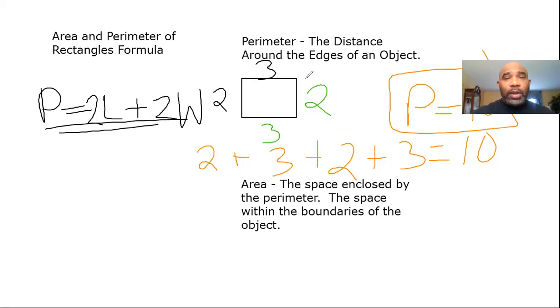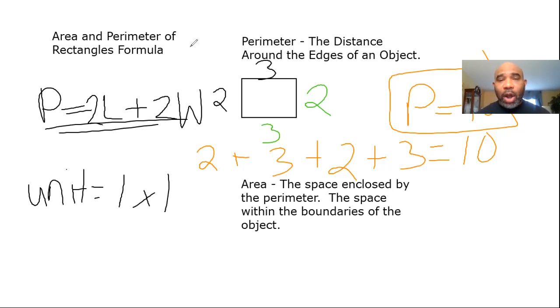Now, what I want to do is break this up into shapes. So when we're talking about the area, we're talking about space. And there's something called a unit block. The unit block is a block of size 1 by 1. So a unit equals a 1 by 1. That means 1 unit tall, 1 unit wide.